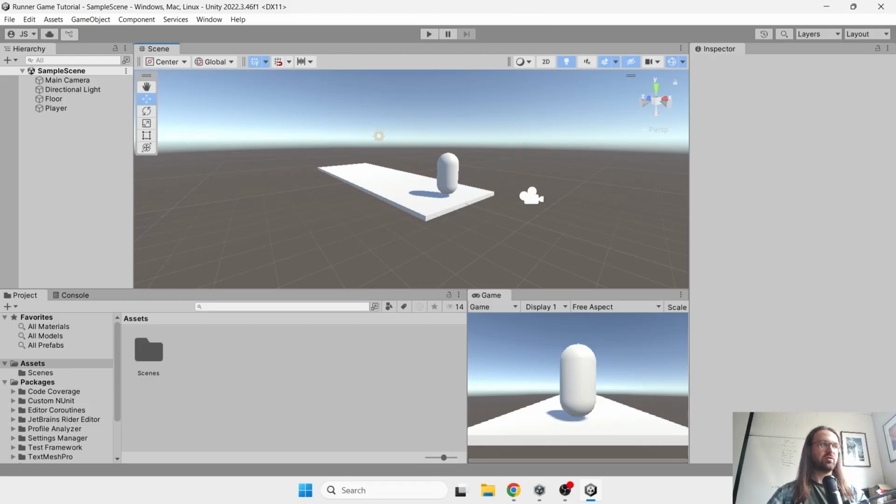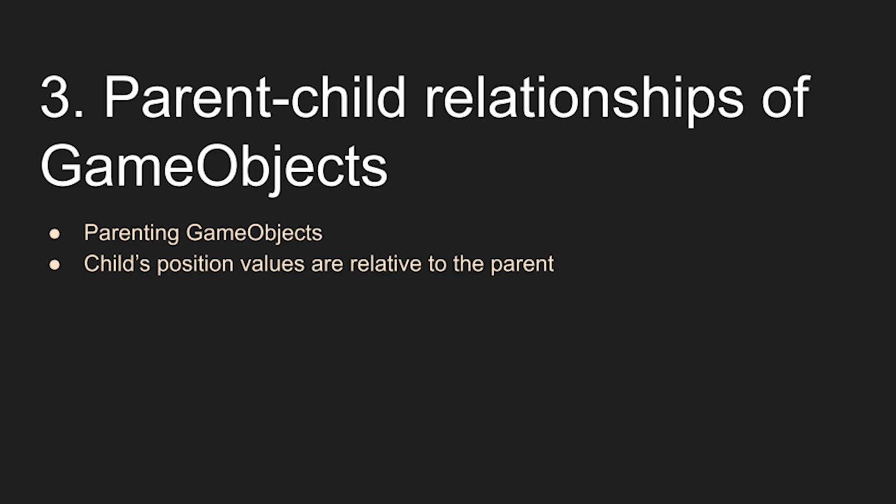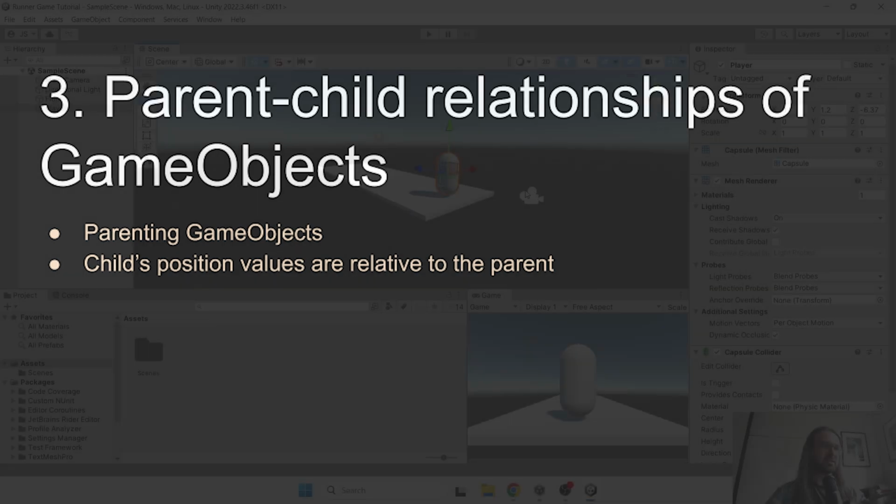In this tutorial, we're going to be looking at the parent-child relationships of game objects. Specifically, we're going to be talking about parenting game objects. We're going to put the camera as a child of the player, and then we're going to notice how the child's position values end up being relative to the parent. So let's take a look at what that looks like.